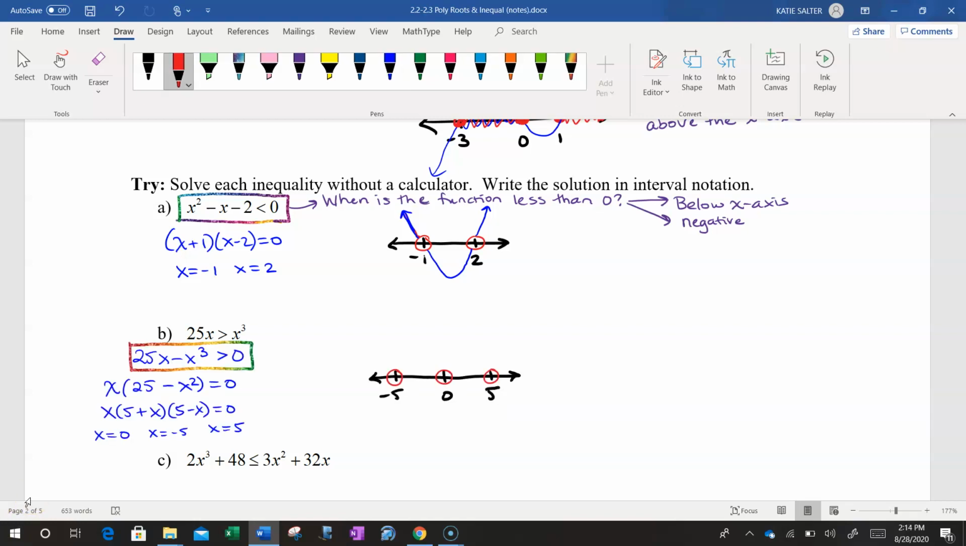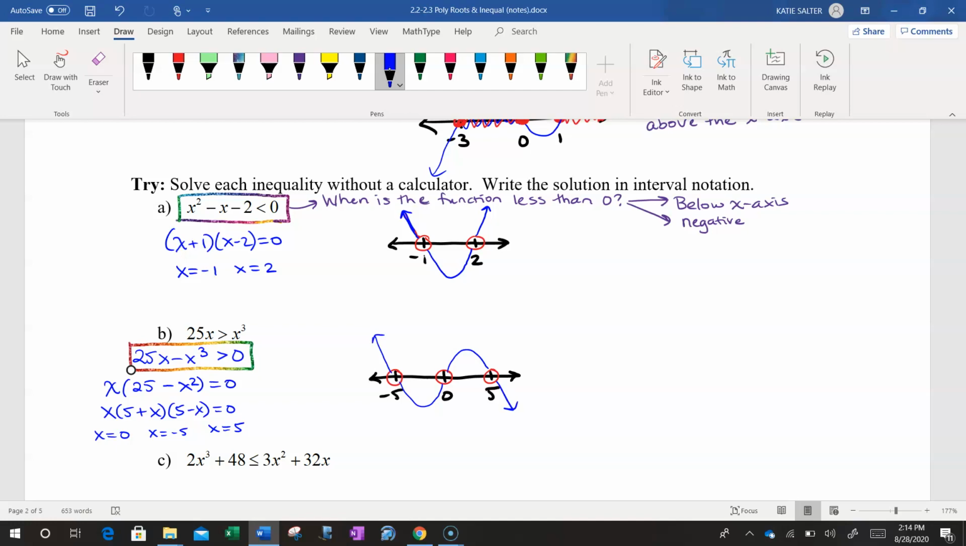So I chose to just leave it alone. So when I get to my roots, I get 0, -5, and 5. This is a cubic function. The leading coefficient is -1, because if I rewrote that, guys, that's -x cubed plus 25x. So that means that the left arm is up and the right arm is down. So I'm going to draw that.